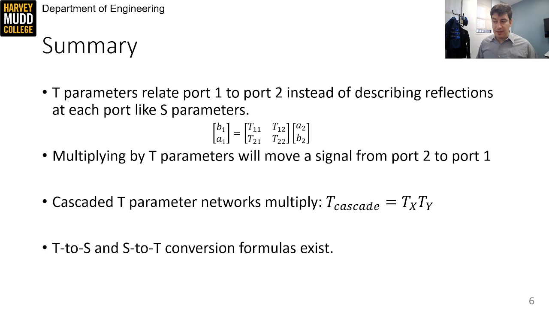So in summary, T parameters relate port 1 to port 2 instead of describing reflections at each port like S parameters, and I've put the definition matrix on this slide. Multiplying the AB vector by T parameters will move that signal from port 2 to port 1. Cascaded T parameter networks multiply, so T cascade is equal to Tx times Ty in our example in this video. And there are T to S and S to T conversion formulas.